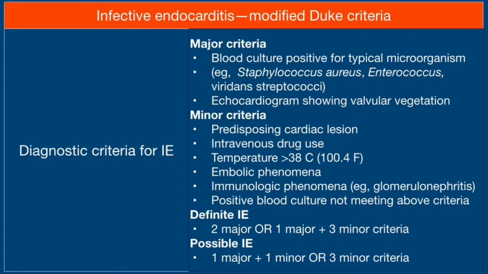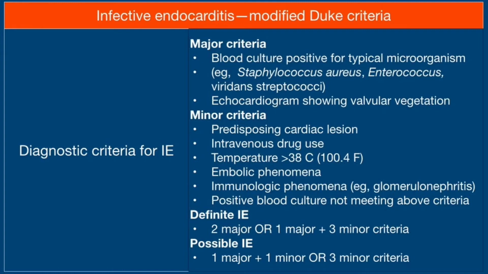So remember the Duke's criteria. Sometimes a question may be asked, what are the major criteria? There are two major criteria: blood culture positive for a typical organism like Staph aureus or enterococcus, and echocardiography showing valvular regurgitation. Then there are a few minor criteria like predisposing cardiac lesion, IV drug use, temperature 38 degrees Celsius or more, embolic phenomena, and immunologic phenomena. If there are two major criteria, or one major and three minor criteria, or five minor criteria, then you can make a definite diagnosis of endocarditis.